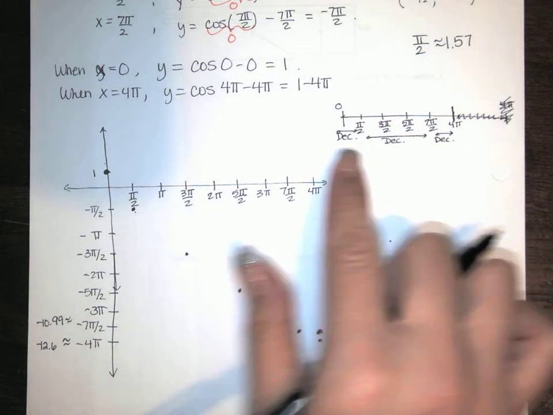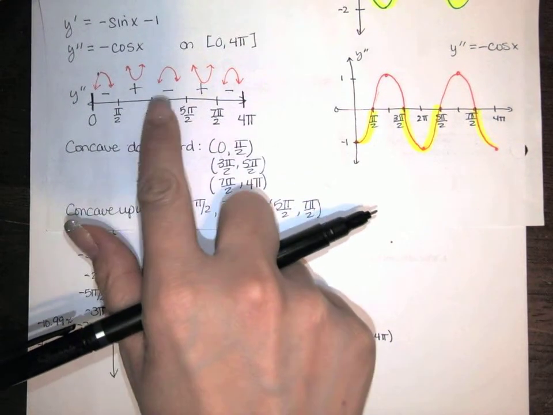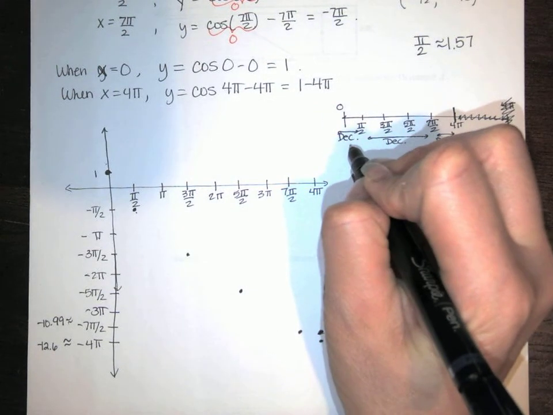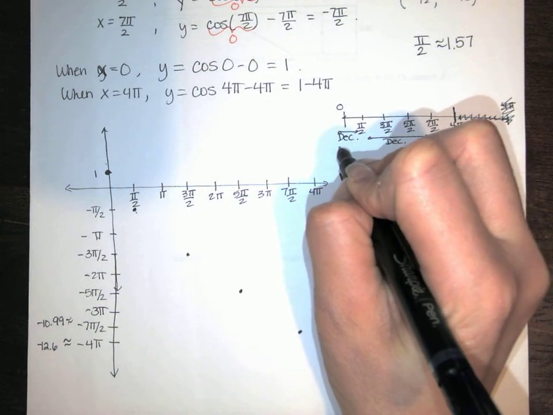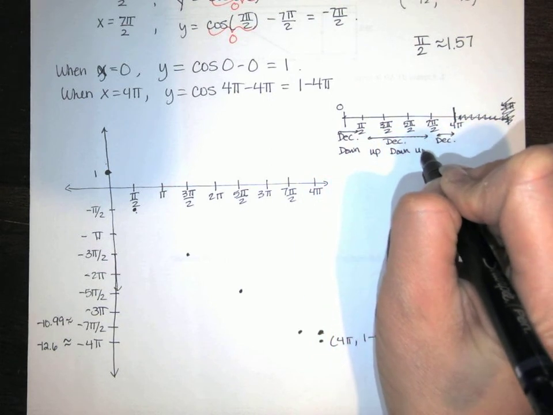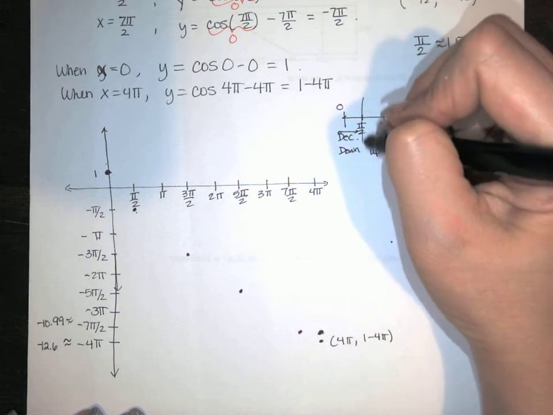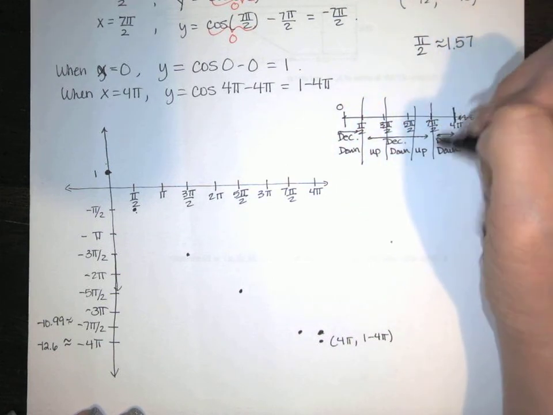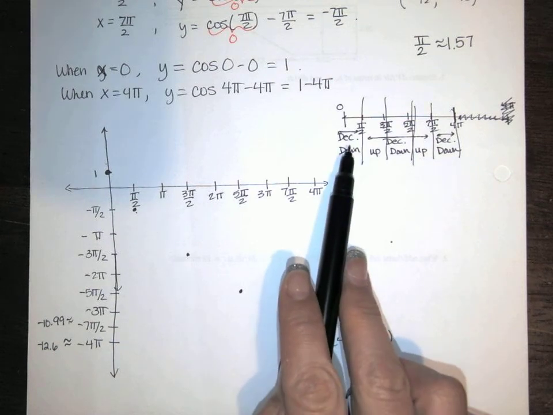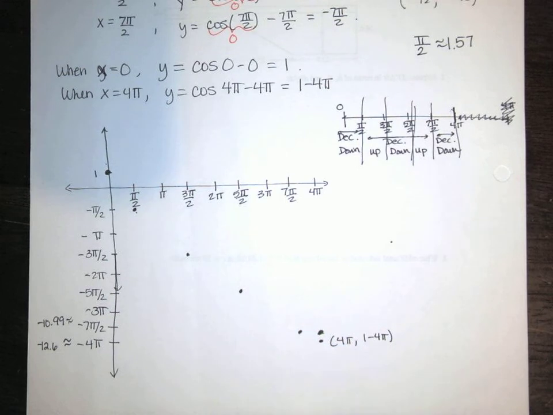And then over here, from our sign chart for the second derivative, we got concave down, concave up, concave down, concave up, concave down. So I'm just going to write down, up, down, up, down. Okay, what on earth? That's what you're thinking, that's what I'm thinking. Okay. So initially it starts decreasing and concave downward on this interval from 0 to pi over 2.